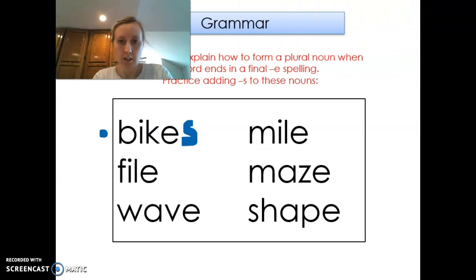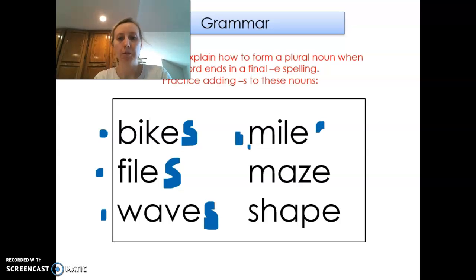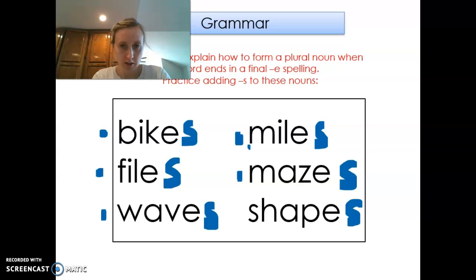File becomes files. Wave becomes waves. Mile becomes miles. Maze becomes mazes. Shape becomes shapes. Okay, so remember, if a word ends, let me see. I'll talk to you about that later.